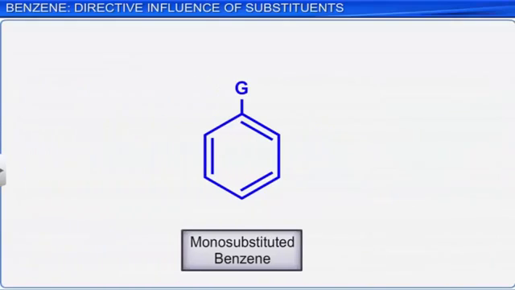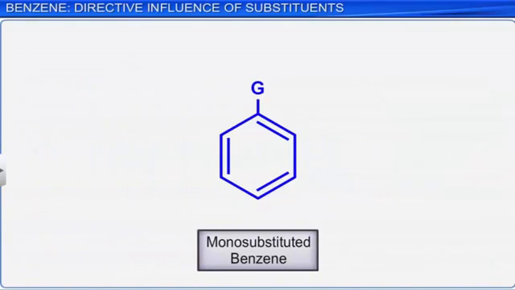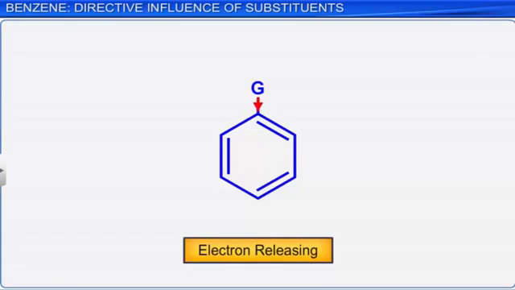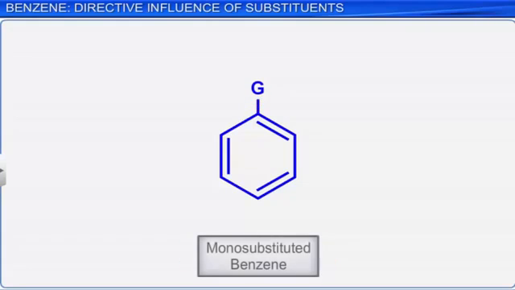In turn, the reactivity of the monosubstituted benzene depends on the nature of the group that is present on the ring. A group can be either electron-releasing or electron-withdrawing. The group present on the ring orients the new incoming electrophile to any of the remaining 5 positions.